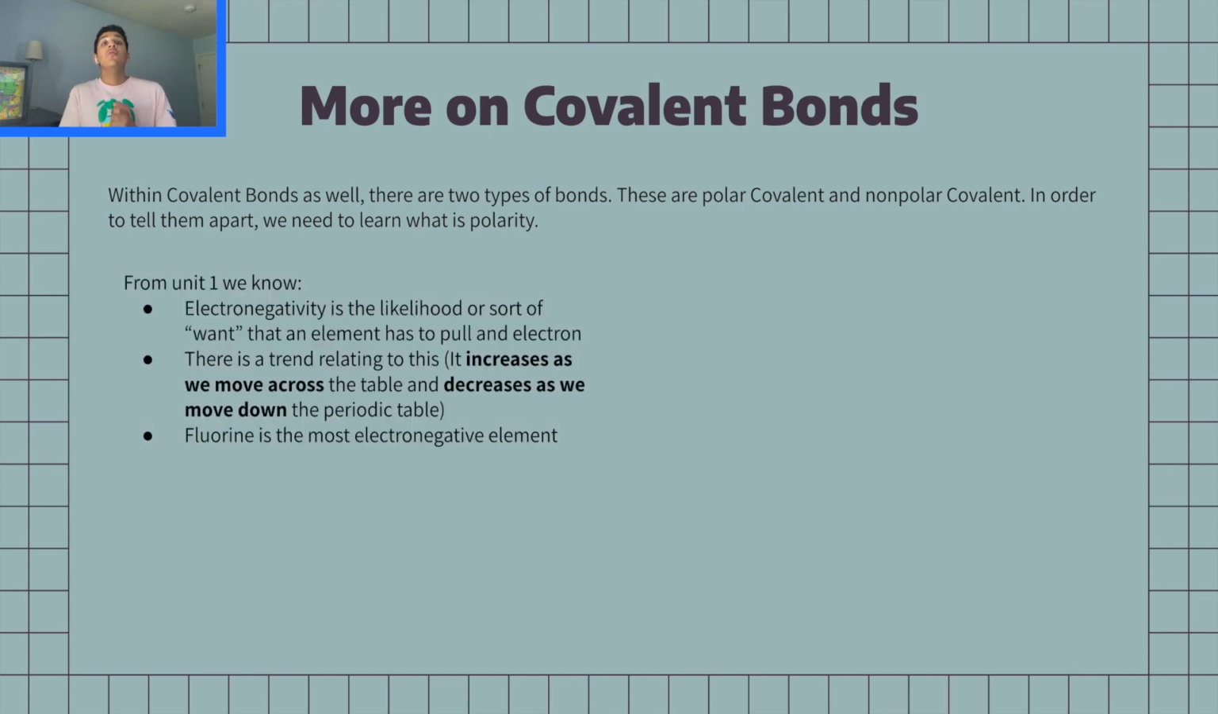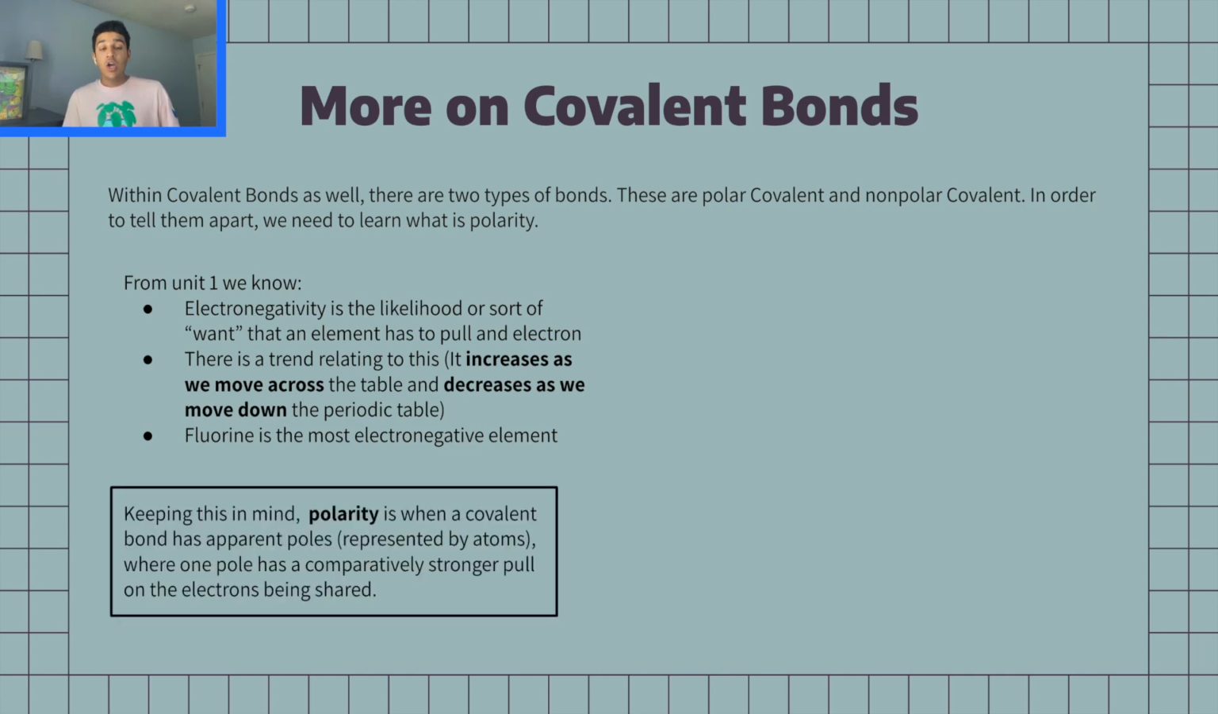So we know that electronegativity is the likelihood of an element to really want an electron, right? So how likely is it for an element to just snatch an electron from somewhere, right? And we also know that the trend for electronegativity is that it increases from left to right and decreases from top to bottom. Now, using all of this, polarity in a molecule basically is a form of the molecule not being balanced. Now, I'm going to explain this with an example.